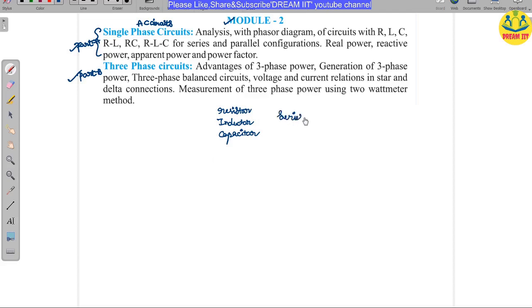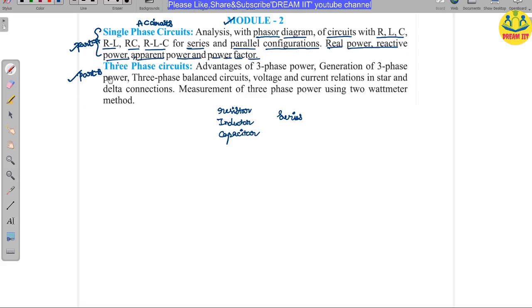Here the circuits are given. We will take a series combination, as you can observe here. Analysis with phasor diagram of circuits R, L, C individually. Next, the combinations RL, RC, RLC, connected in series and parallel, we are going to see. And finally we will see real power, reactive power, apparent power, power factor and their importance. That is part A.